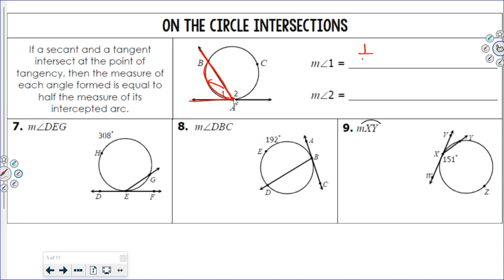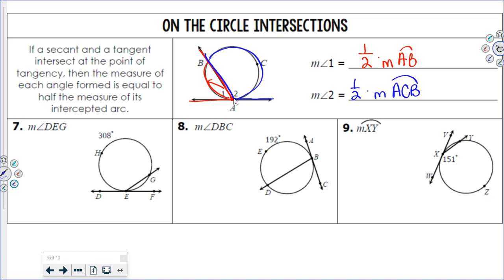So it's going to be equal to half of the measure of arc AB. And on the flip side, if we look at angle 2, it is going to be half of this arc. So it's going to be equal to 1/2 times the measure of arc ACB, that major arc around the outside.